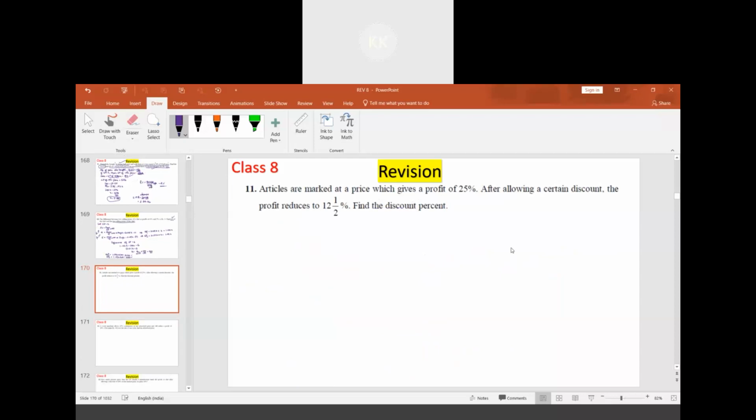Articles are marked at a price which gives a profit of 25%. After allowing a certain discount, the profit is reduced to 12.5%. Find the discount percent. Calculate.